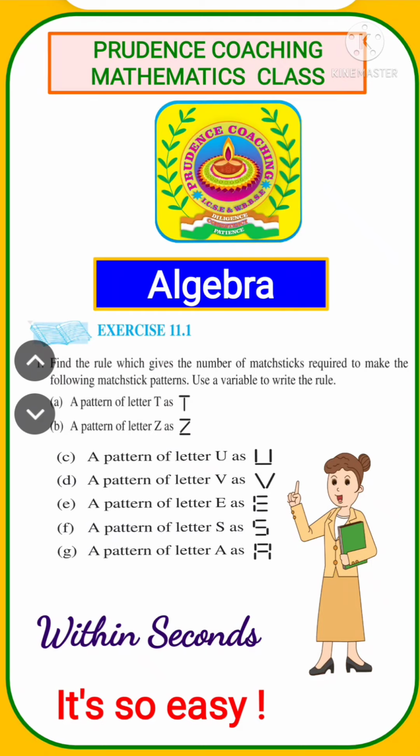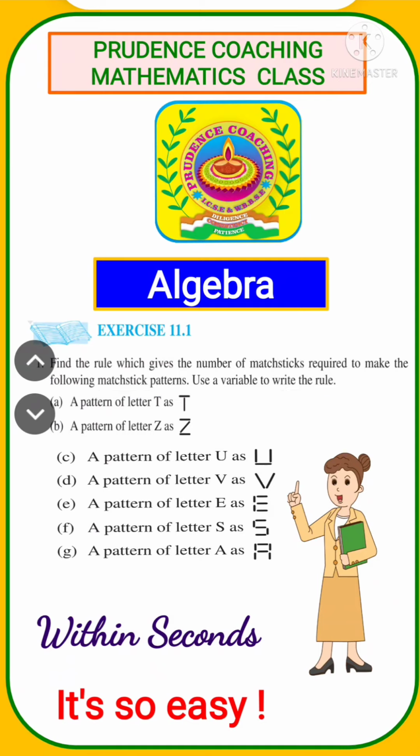Students, today we are starting with the new batch of class 6 and we will start with the chapter Algebra. So let us start with exercise 11.1 of your book. Students, in this particular question, it is asked to find out the rule which gives the number of matchsticks required to make the following matchstick patterns. Use a variable to write the rule.